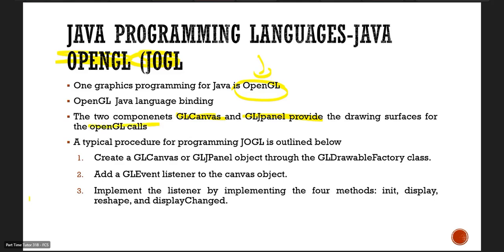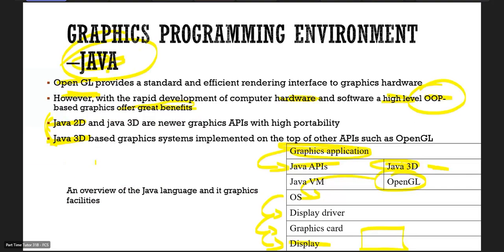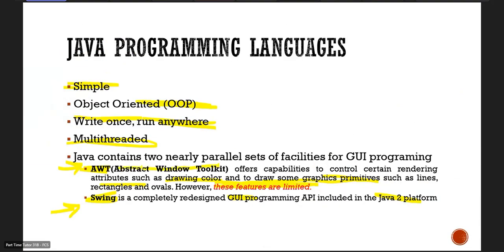Now let's see how to write a graphic program by using Java. Here we have to import the packages that we need. So here you can see that we have import java.awt.*. AWT here stands for the Abstract Window Toolkit.